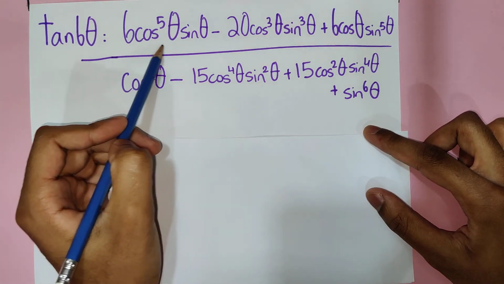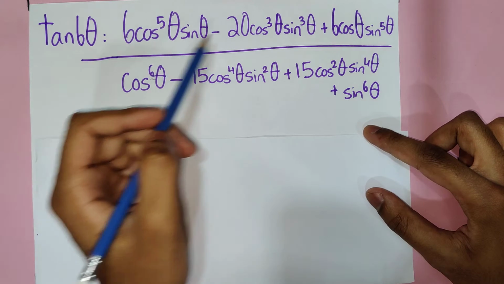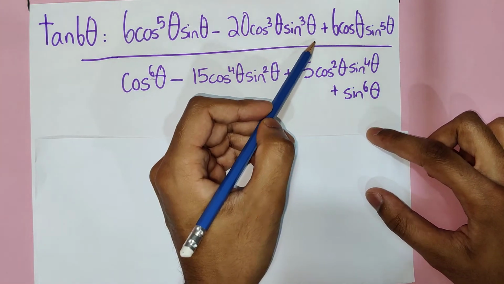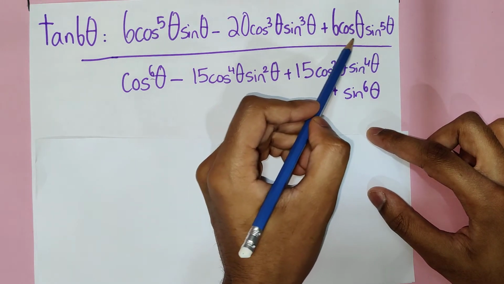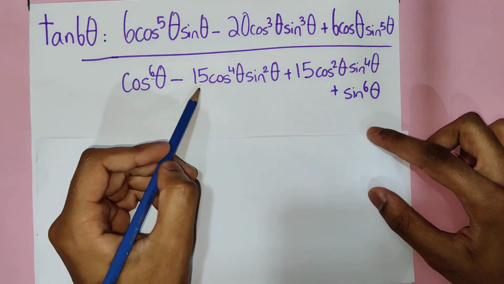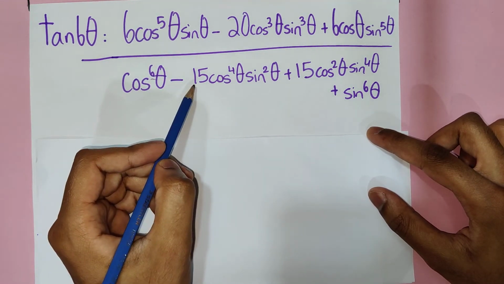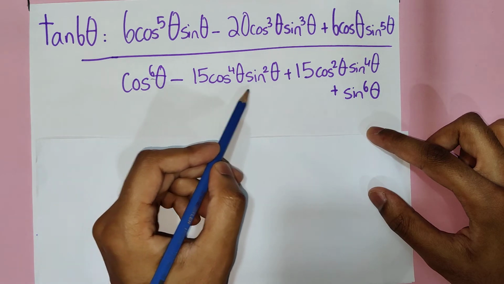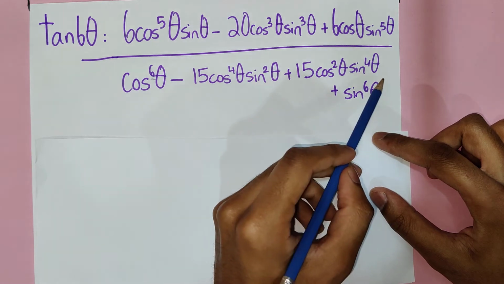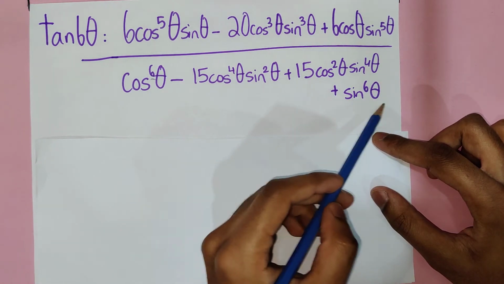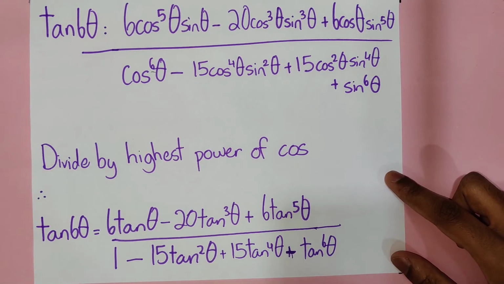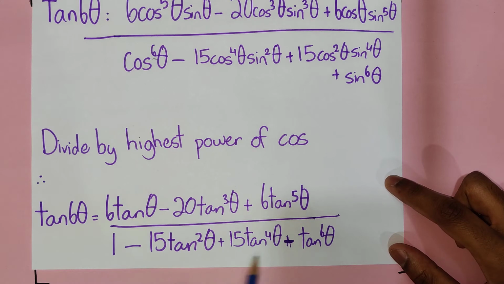Well, this term becomes 6 tan theta. This term becomes minus 20 tan cubed theta. This term becomes 6 tan to the fifth theta. This term becomes 1. This term becomes minus 15 tan squared theta. This term becomes positive 15 tan to the 4 theta. And this term becomes just tan 6 theta by itself. So you divide by the highest power of cosine, and you end up with this.